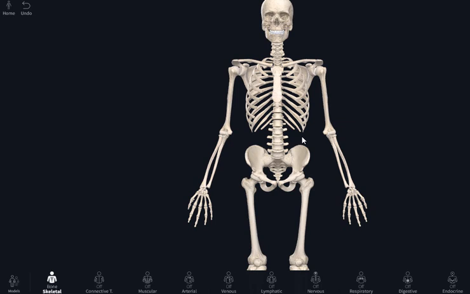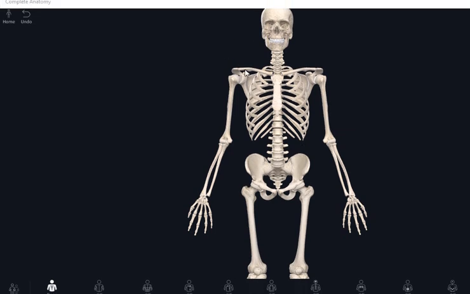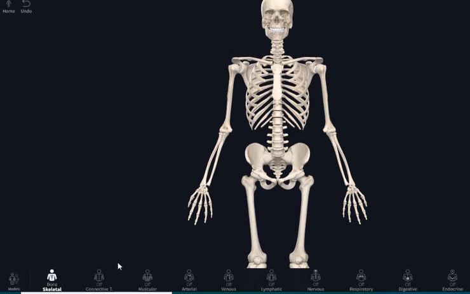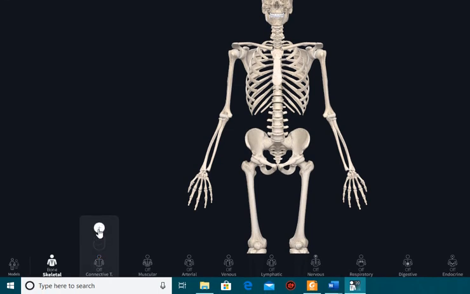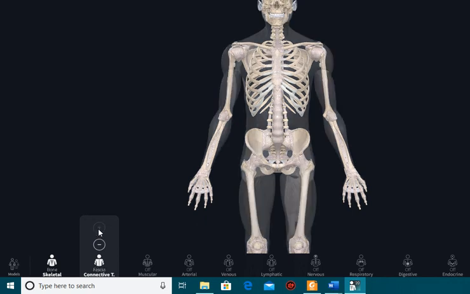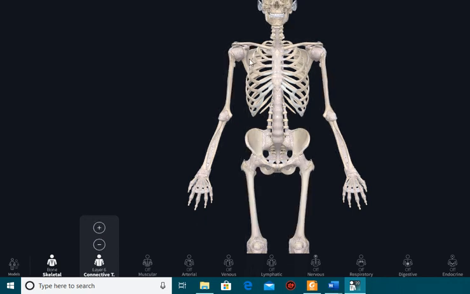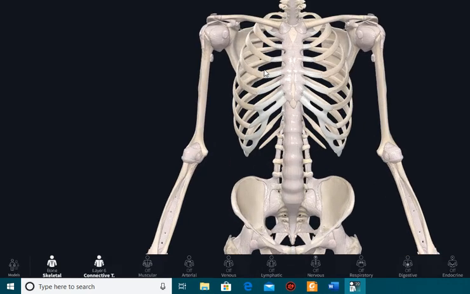In this tutorial, we are going to see the connective tissues of the upper limb. So we have all these connective tissues. These are all the connective tissues involved in the upper limb.